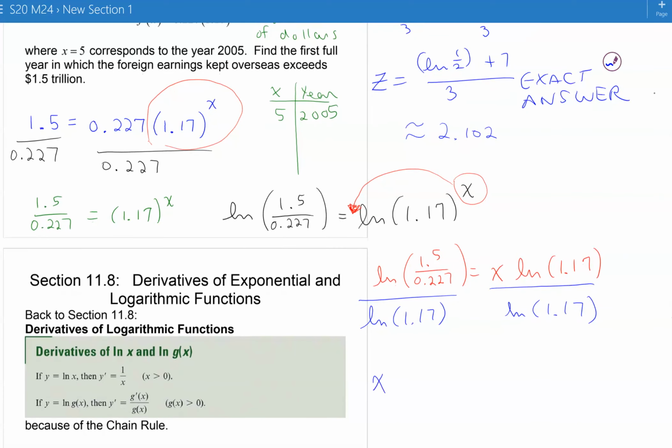So we have an exact answer for x, but let's see what we get when we do a decimal approximation. And I'm getting about 12.03. Well, the first full year is going to be 13 years, because if you just put 12 in there, you're not going to get quite 1.5 trillion. So when x is 13, that looks like it's the year 2013. So that would be the first full year.